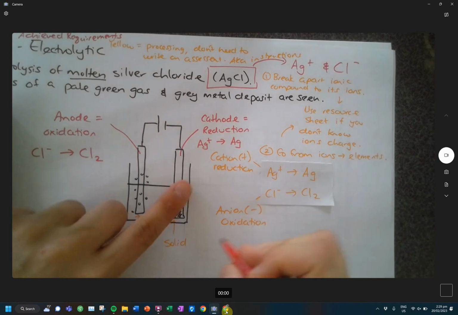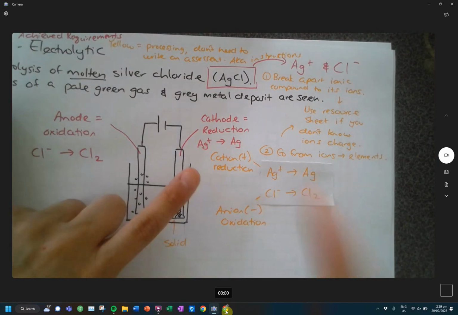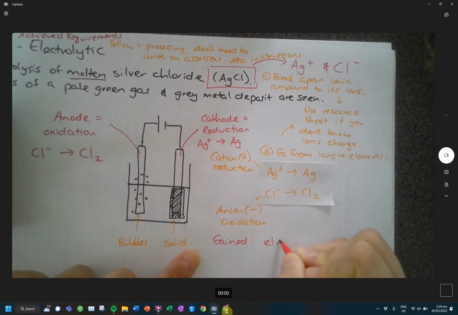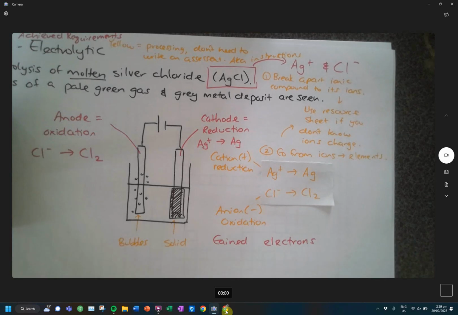So for reduction, I would say there's two choices. You can either say that it's gained electrons. I'm leaving a space for when we go up to the merit. The other option for the achieved is you tell me if it's gained or lost, if it's increased or decreased in oxidation numbers. Or you say that it's increased oxidation numbers, which we'll talk about later.